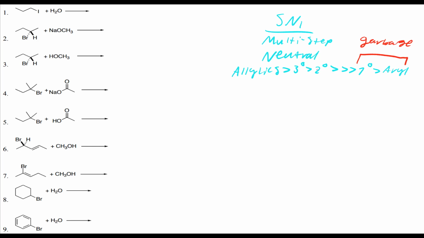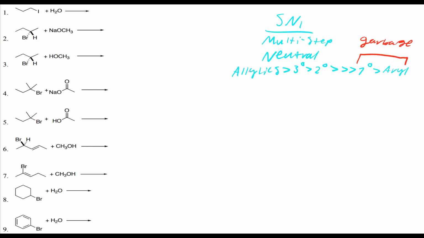And so sometimes when you have a secondary carbon, you're going to have to look at whatever you're reacting with. Is it negative? If it's negative, then it's going to be SN2. If it's neutral, then it's going to be SN1. All right, so that's kind of the skinny, the rundown of what we're doing.